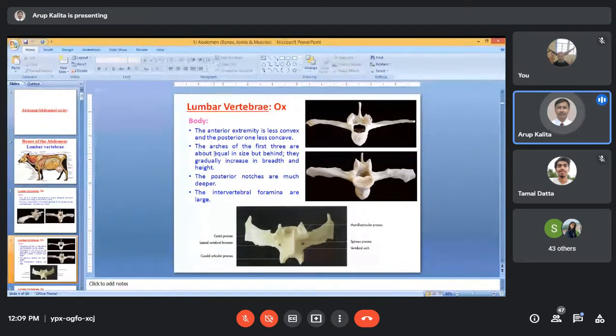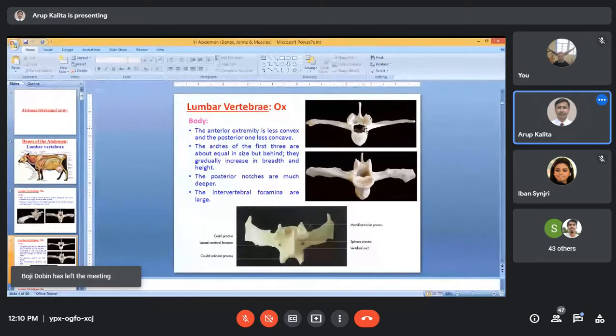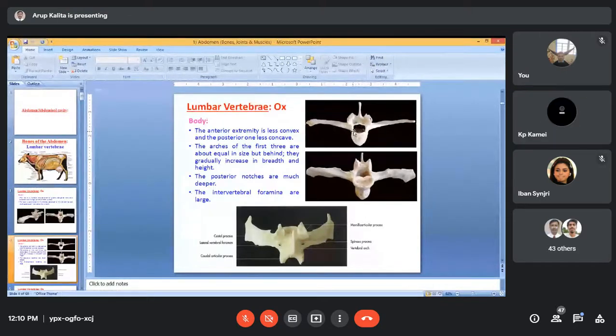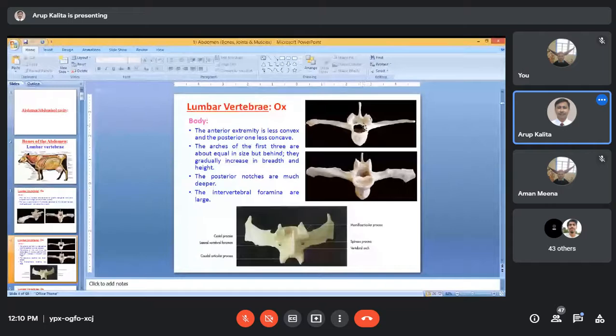The arches of the first three are equal in size, but behind they gradually increase in breadth and height. Arches means this is the arc. Have you seen my cursor? Yes, sir. So this arc is equal in size for the first three vertebrae, but gradually, if you go to the fourth, fifth, and sixth lumbar vertebrae, the breadth and height increase.